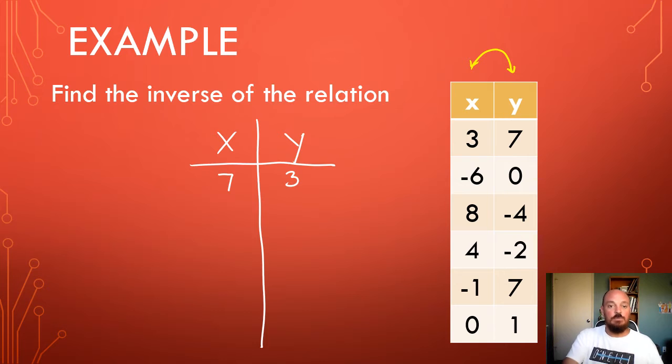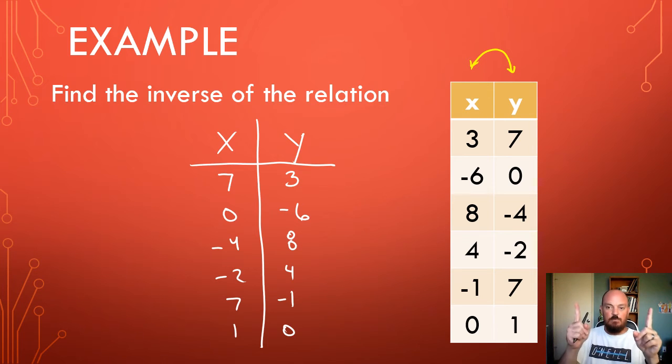Instead of negative 6 comma 0, I have 0, negative 6. Instead of 8, negative 4, negative 4, 8. I'm not changing the signs on the number. I'm not changing a positive to a negative. I'm just taking the two numbers and I'm switching them. Instead of 4 comma negative 2, I have negative 2 comma 4. Instead of negative 1, 7, I have 7, negative 1. And finally, instead of 0, 1, I have 1, 0. And that's it. That's the answer. Inverses switch x and y. If it's just points, if that's as easy as it can be, take the point, flip the two numbers, you have an inverse.